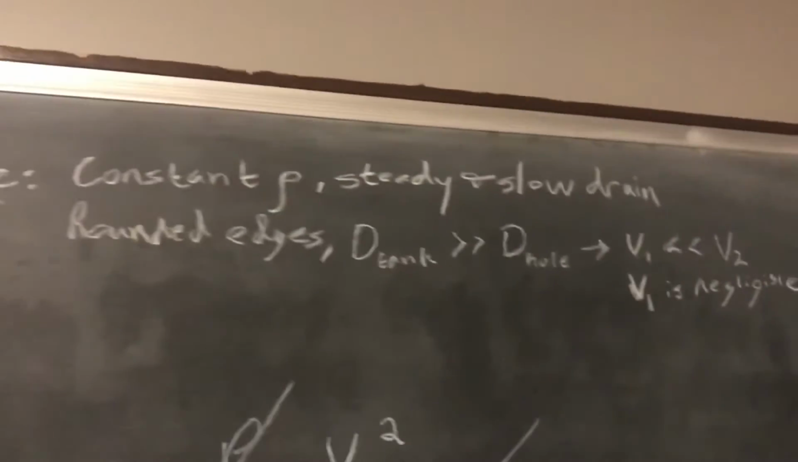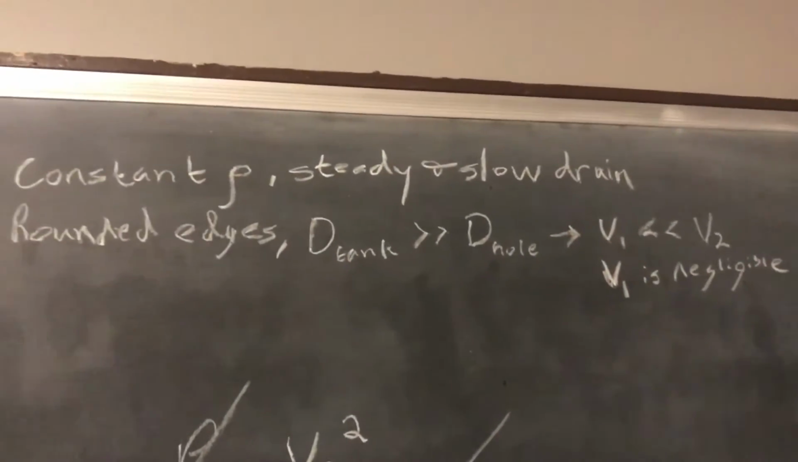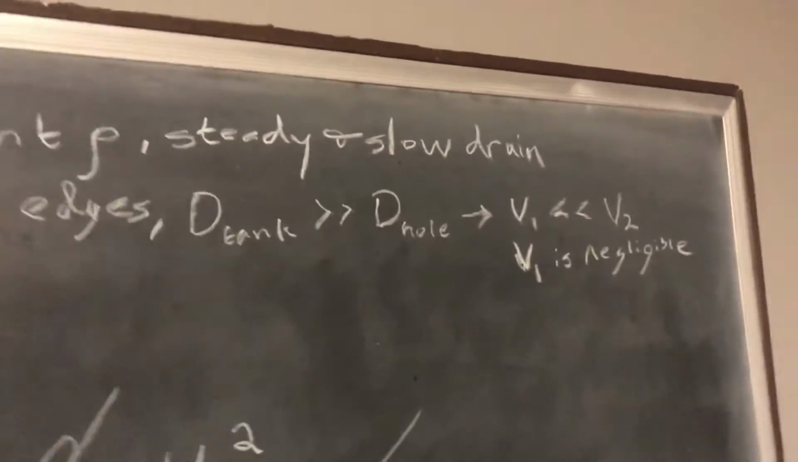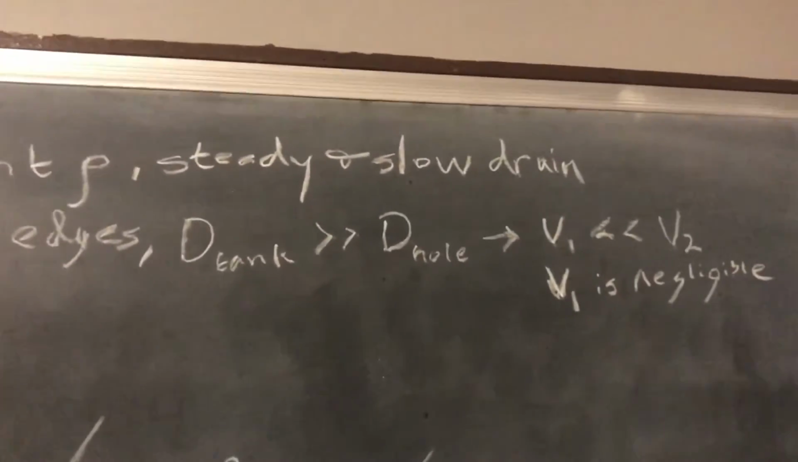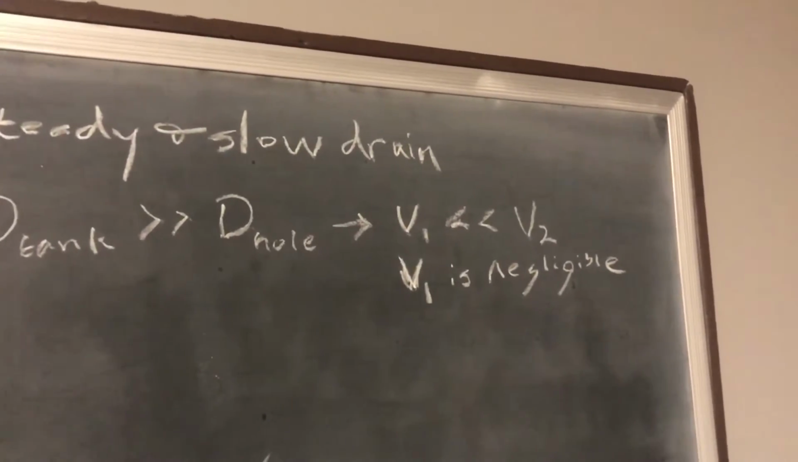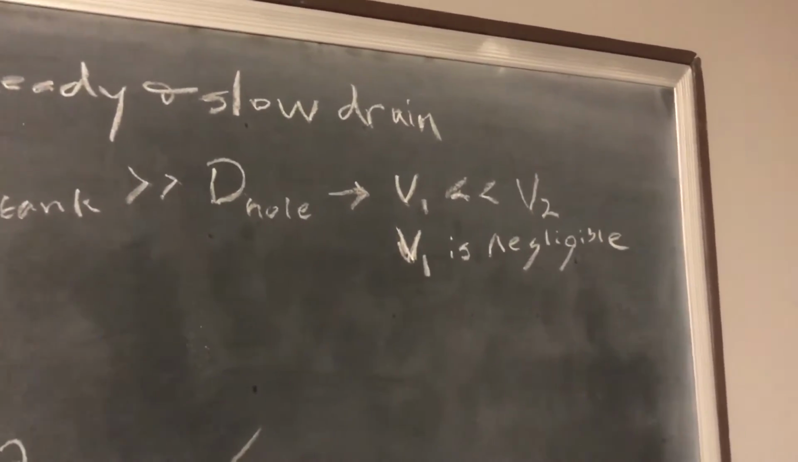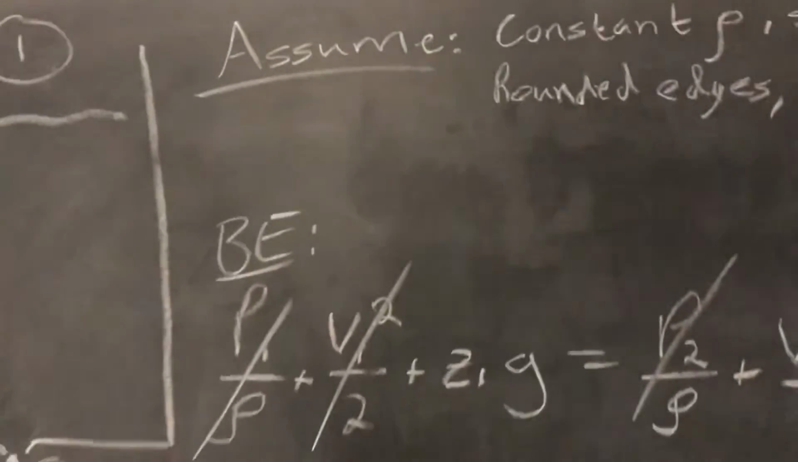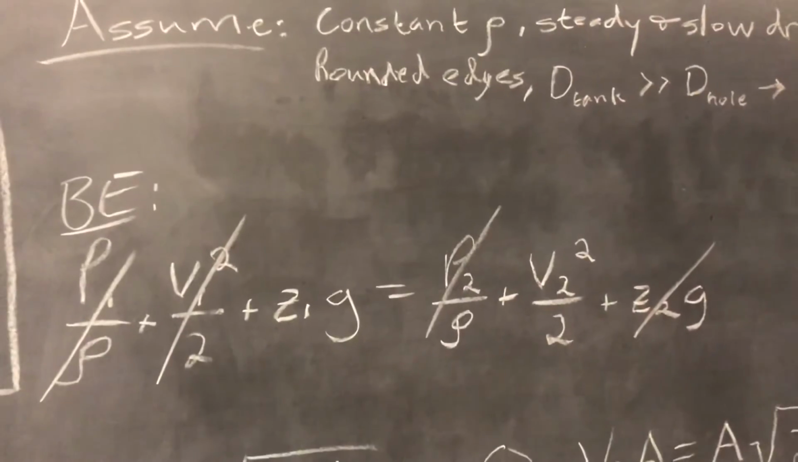We assume a few things: constant density, a steady and slow drain, rounded edges of the hole, and we can assume that the diameter of the tank is much greater than the diameter of the hole, in turn making the velocity at point 1 much lower than at point 2, meaning that the velocity at point 1 is negligible. Then we write our Bernoulli equation, and we can cancel a few terms.